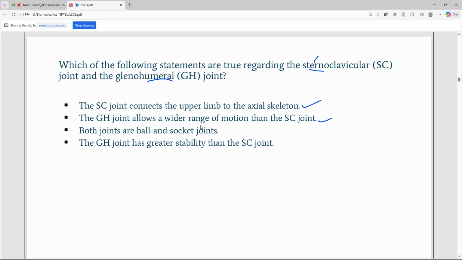And we can see this GH is a ball and socket joint, whereas SC is a saddle joint. So the third one is wrong. GH joint has greater stability than SC joint.